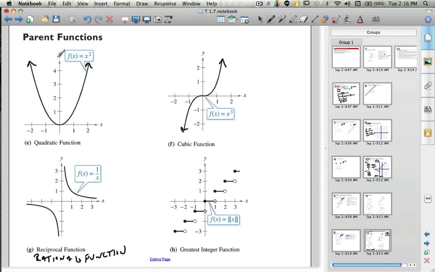Now, when you have a parent function, when you add more parts into the equation, it will move the graph to different locations on the Cartesian plane, and it also may change its shape a little bit. Okay, so the quadratic function may have its vertex move to a different location. It may become wider or narrower. The cubic function may also move to a different part of the Cartesian plane, and its curves may become more humped or less humped. Just depends.